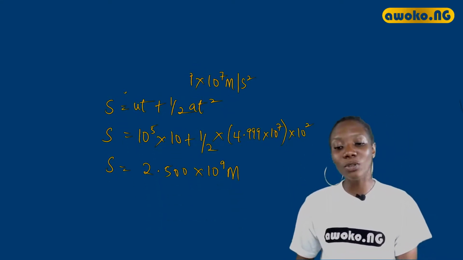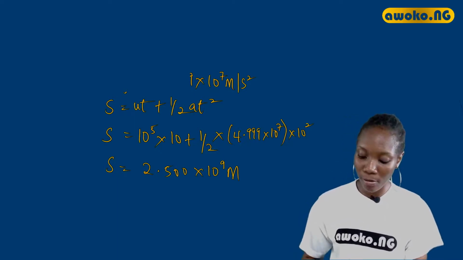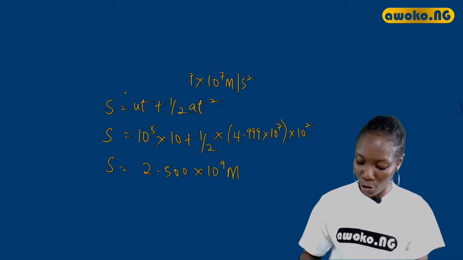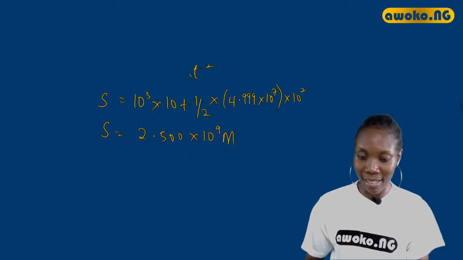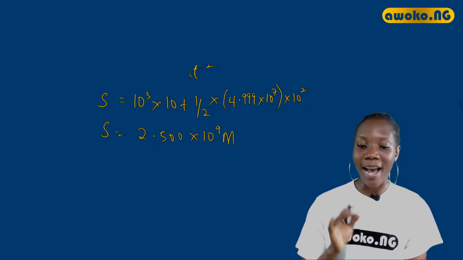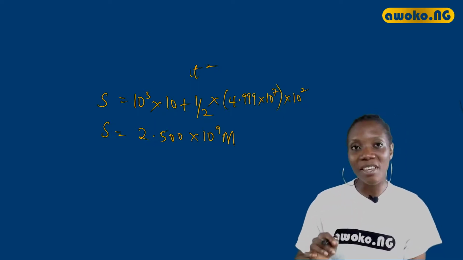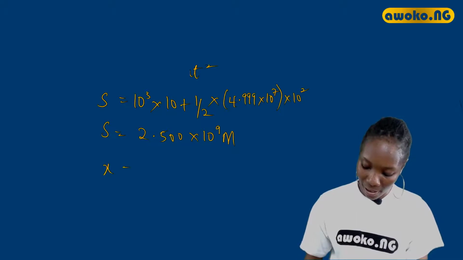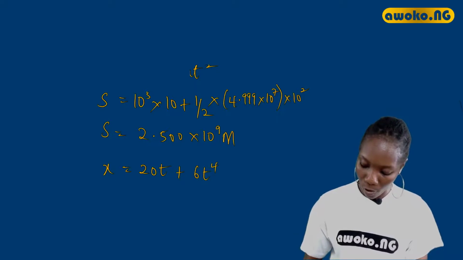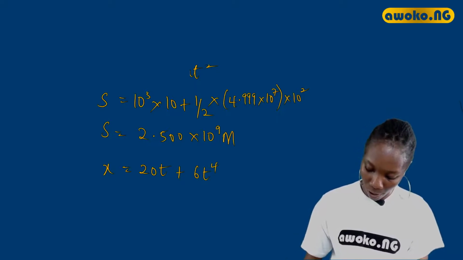Just for our own consumption, let's do this. I know I explained this in the last class. Okay, so let's just use this to warm up. You can take this down. The distance covered by a car at a time t is given by x equal 20t plus 6t raised to the power of 4. Let me write this as homework here.